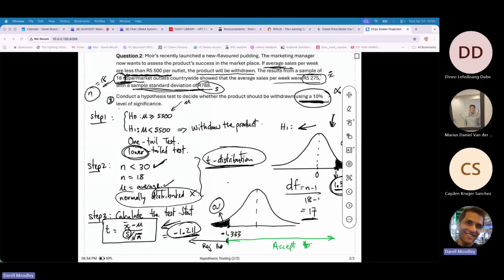And step 4 is pretty simple. Compare what you got in step 3 to your rejection and your acceptance region. So based on what you found in step 3, does it fall in the rejection region or acceptance region? So look at your area. Does it fall on the left of minus 1.3 or on the right of minus 1.3? So is it in the acceptance region or the rejection region? That's the question.